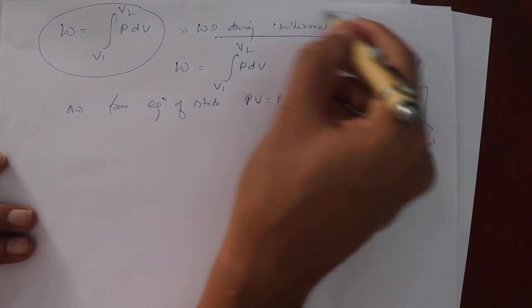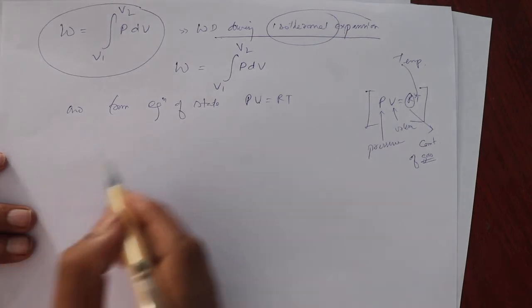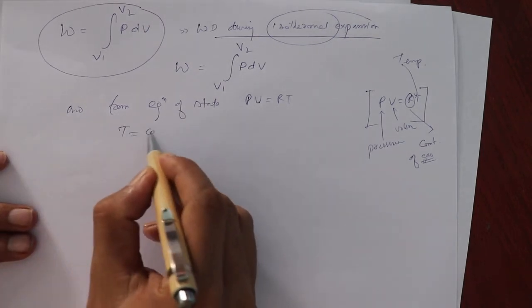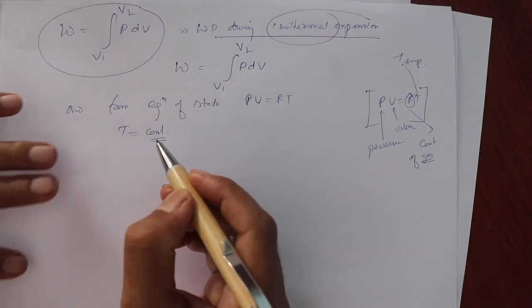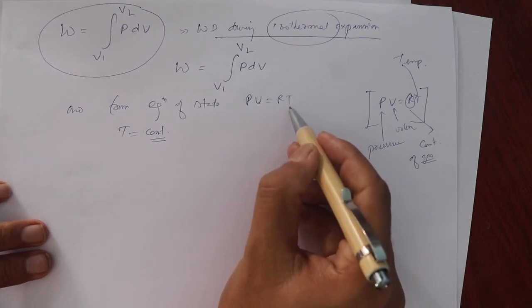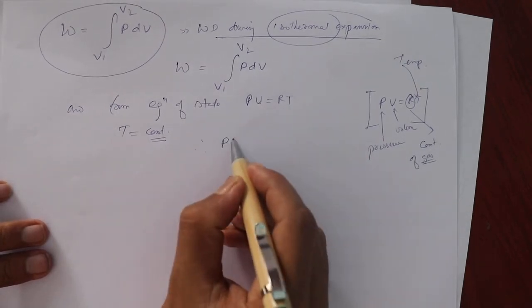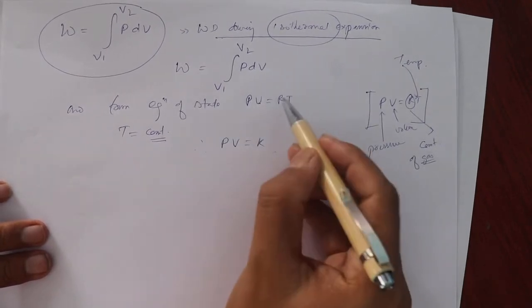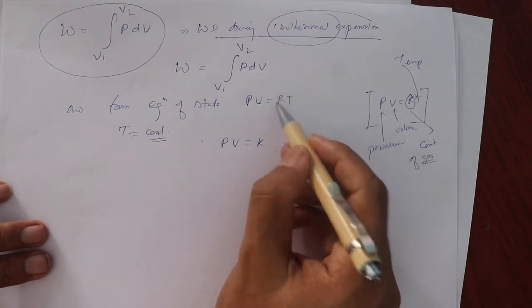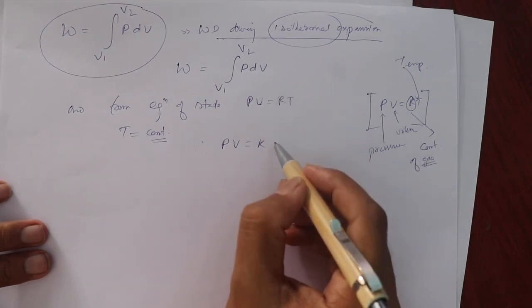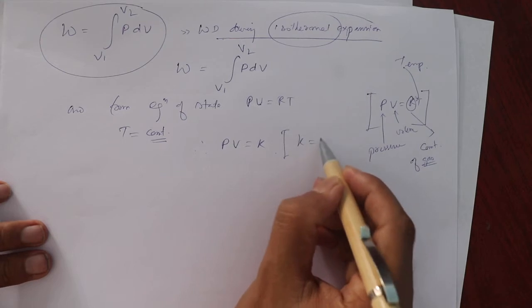Then we are talking about the isothermal process. During the isothermal process, temperature is going to be constant. So you put temperature constant here. Therefore your PV is equal to a constant. Why? Because R is constant, T is constant, so these two terms I take as constant. And note that K is equal to RT.